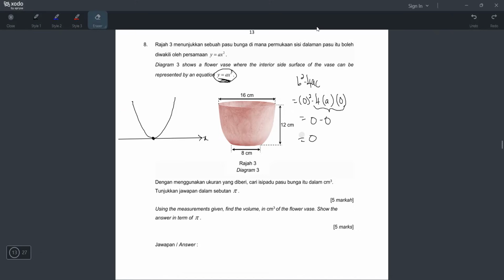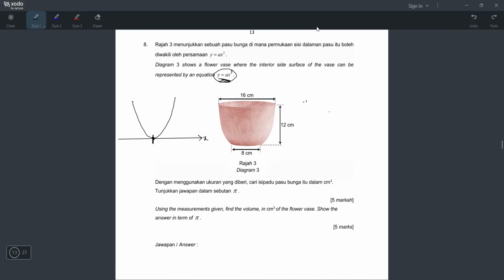So what happens when your b squared minus 4ac is 0? It means there are two equal roots. Two equal roots means one x-intercept. Two equal roots means one root, the same meaning, right? That is why I know the x-axis is here.